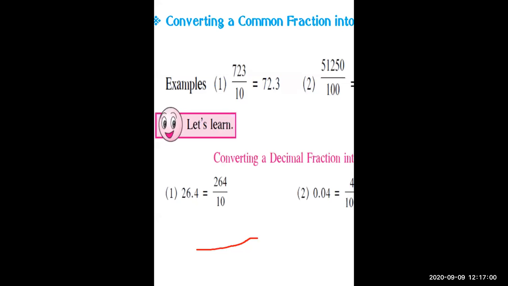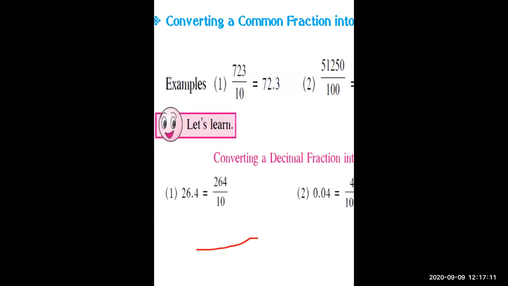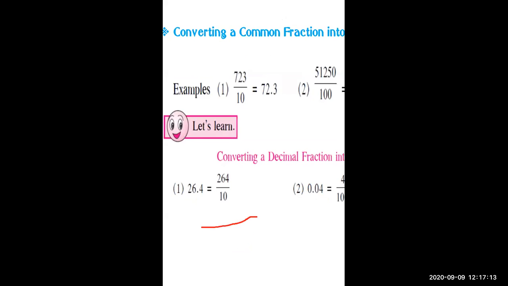Now the next question is converting a decimal fraction into a common fraction. This is our decimal fraction, 26.4. You have to write this as a common fraction. First see after how many digits the point is given. Here, after one digit only, the point is given, that is 4. The point is given before 4.